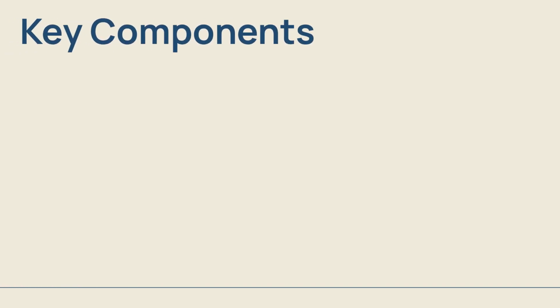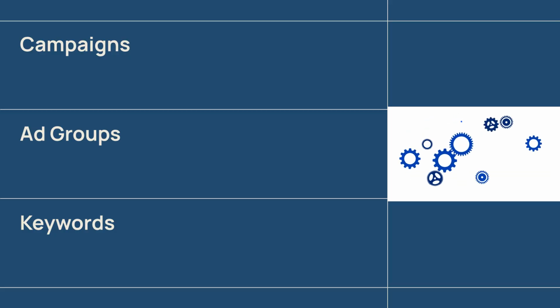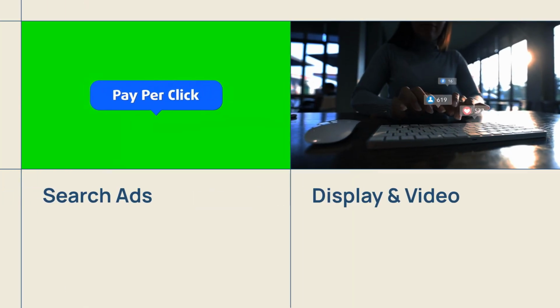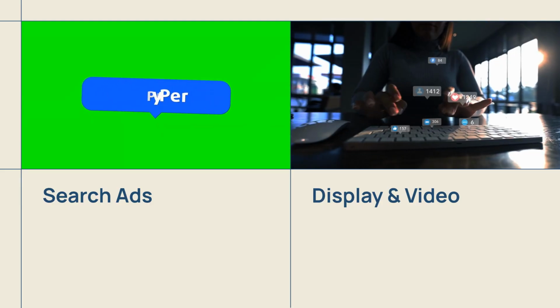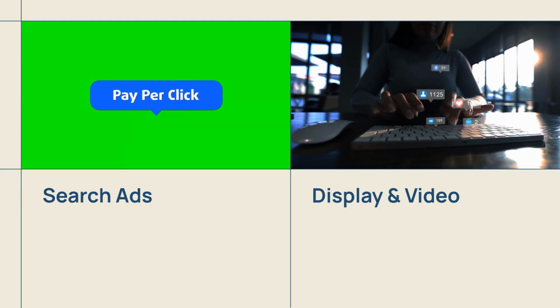Let's break down the essential components that make up a Google Ads account. Your Google Ads account is structured around campaigns, which contain ad groups, and those ad groups are driven by specific keywords that trigger your ads. Google Ads offers various formats. Search ads appear on Google results, display ads on websites, video ads on YouTube, and shopping ads for e-commerce products.